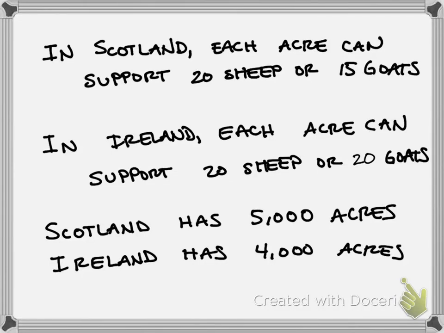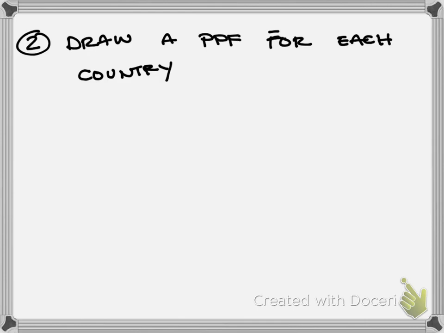All right, now with this example, we're going to try to identify and draw out a production possibility frontier, or a PPF, for these countries. So here's our setup again. Scotland can produce 20 sheep and 15 goats per acre. Ireland can produce 20 sheep, 20 goats per acre. And Scotland has 5,000 acres, and Ireland has 4,000 acres. So the second question is draw a PPF for each country.